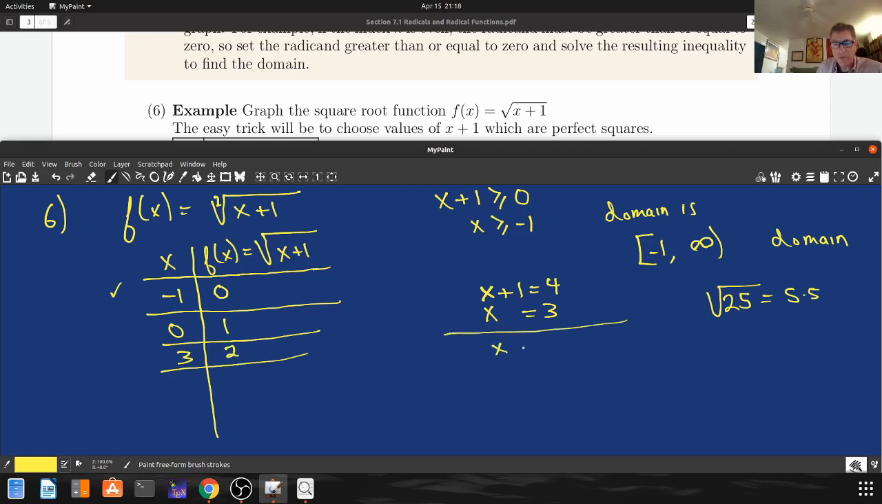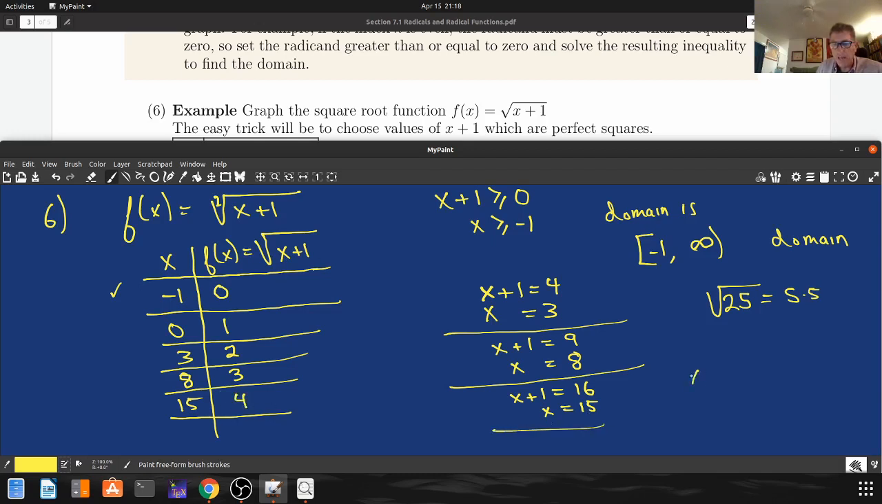Now my next perfect square is 9, 3 squared. So that gives me x is equal to 9 minus 1, which is 8. So I'm going to plug in 8. And the square root of 8 plus 1 is the square root of 9. It's going to give me 3. Let's do one more, or maybe 2 more. My next perfect square is 4 squared, which is 16. So that gives me x is equal to 16 minus 1, which is 15. And 1 plus 15 is 16, and its square root is 4.